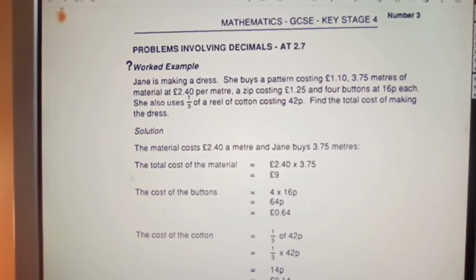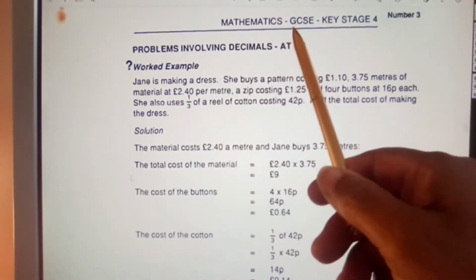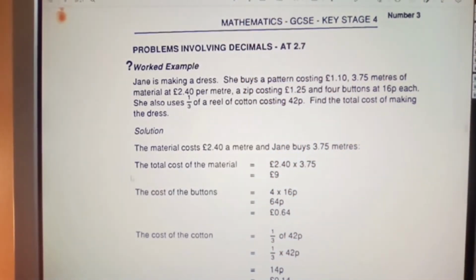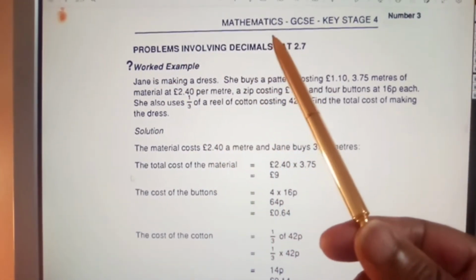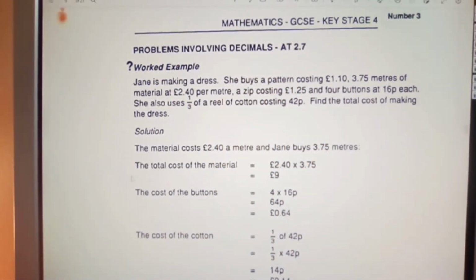We're continuing with mathematics GCSE Key Stage 4. What we want to look at is problems involving decimals, and how we can approach the solution to some of these problems in regards to decimals.